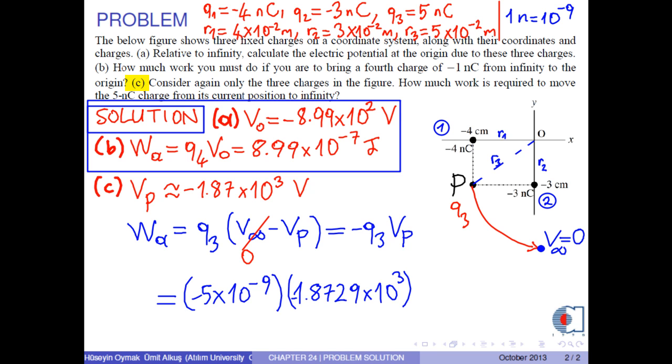We put the numerical values into this formula to obtain approximately 9.35 times 10 to negative 6 joules.